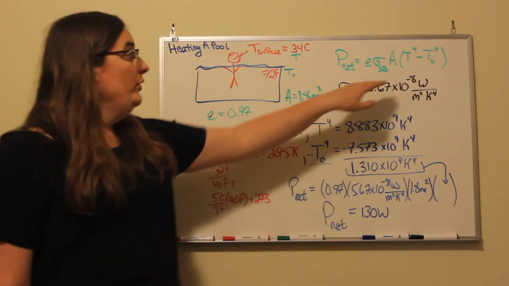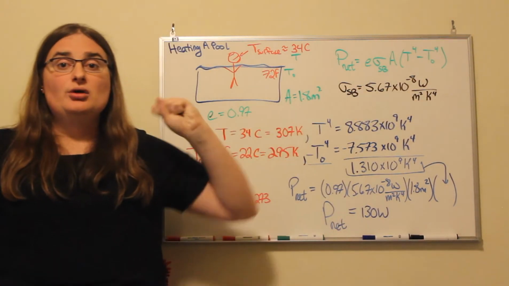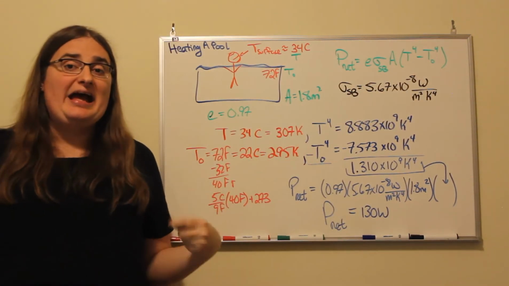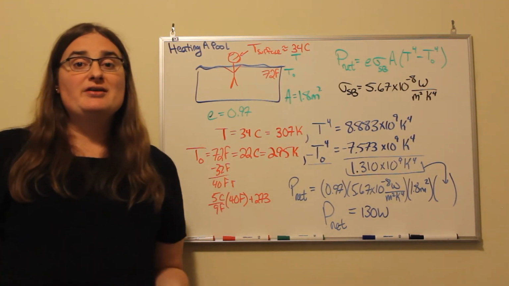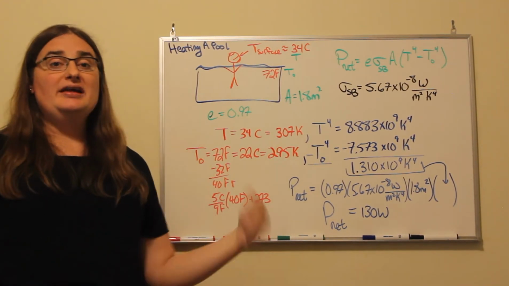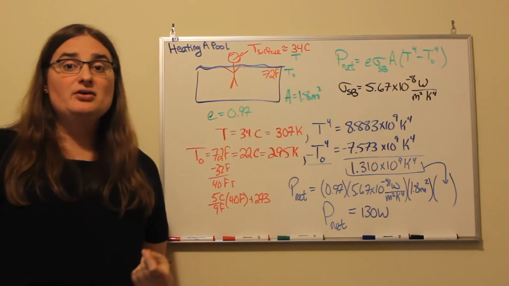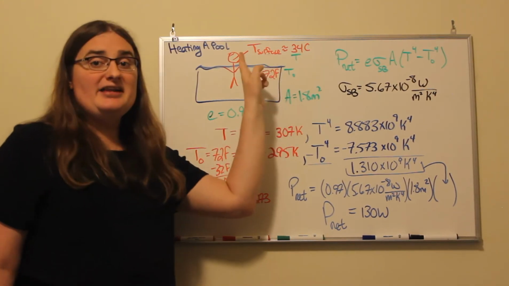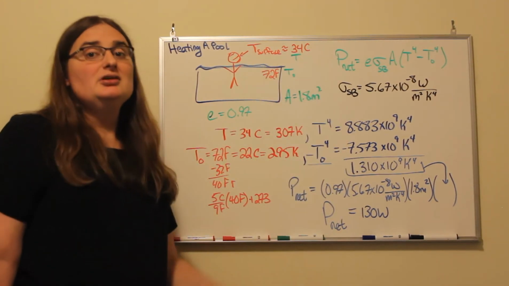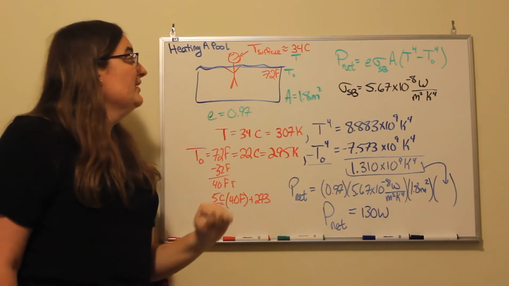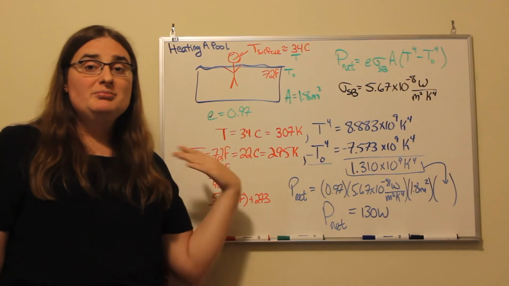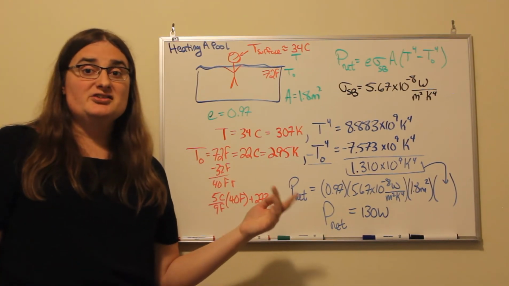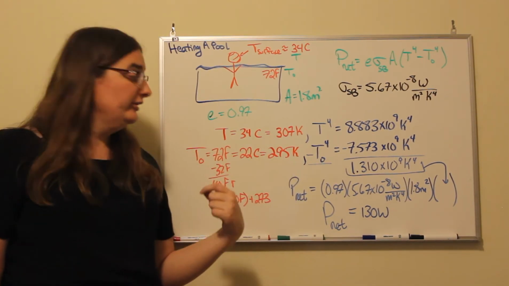So, with radiation, we absolutely, positively have to work in the absolute temperature scale. We have to convert everything over into Kelvin. So Celsius to Kelvin is pretty easy. I add 273 Kelvin, and my 34 Celsius becomes 307 Kelvin, because the only difference between the Kelvin and Celsius scale is the starting point.